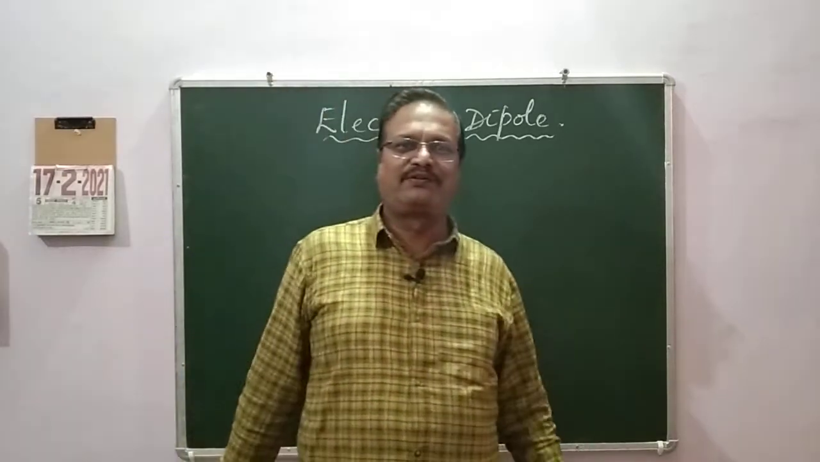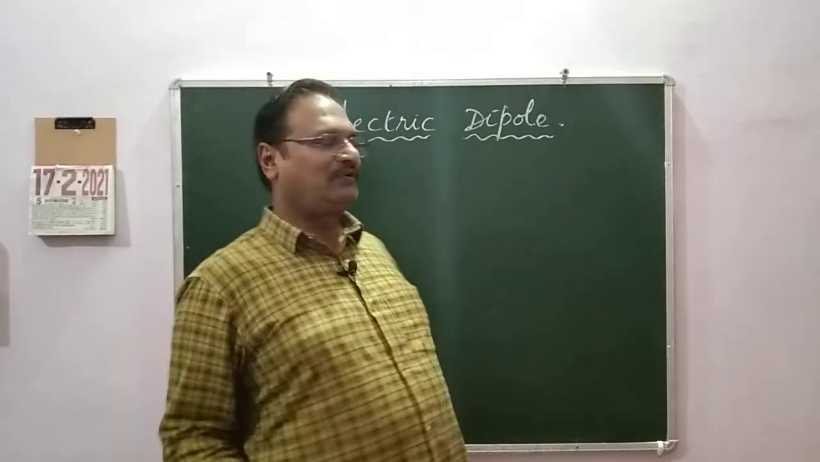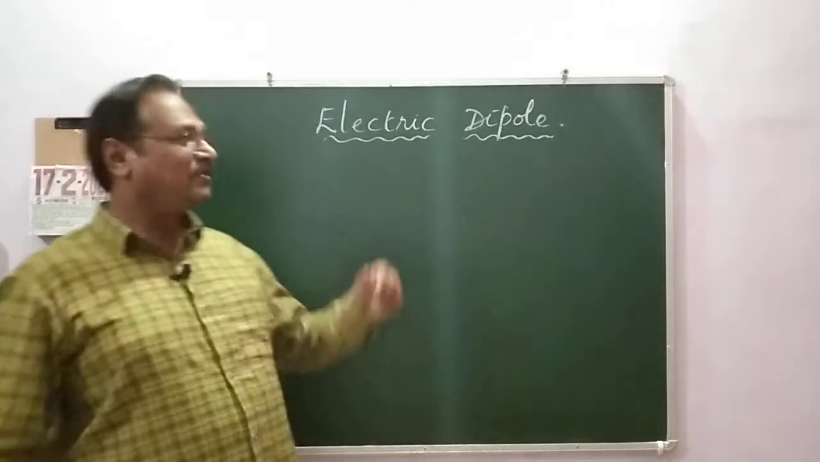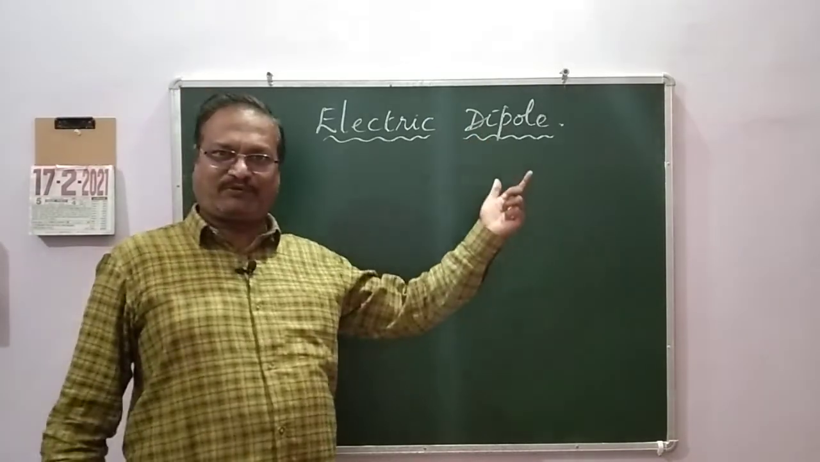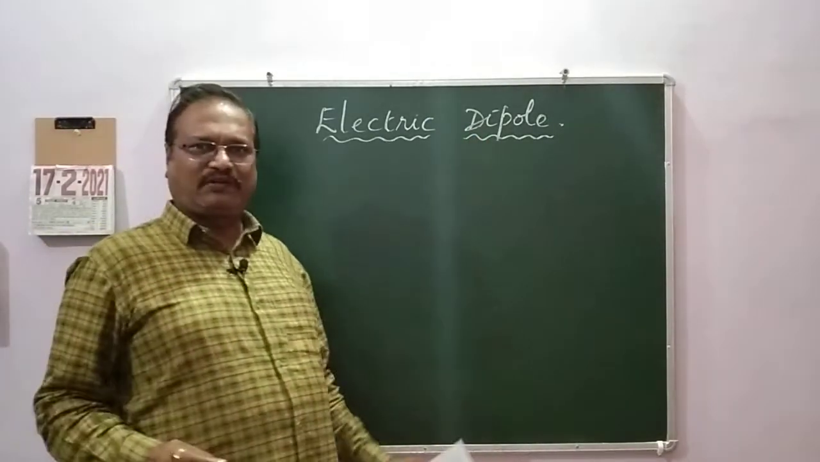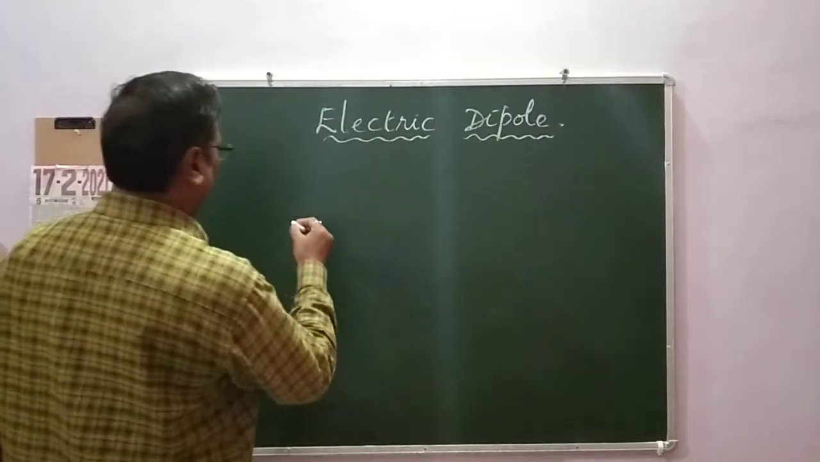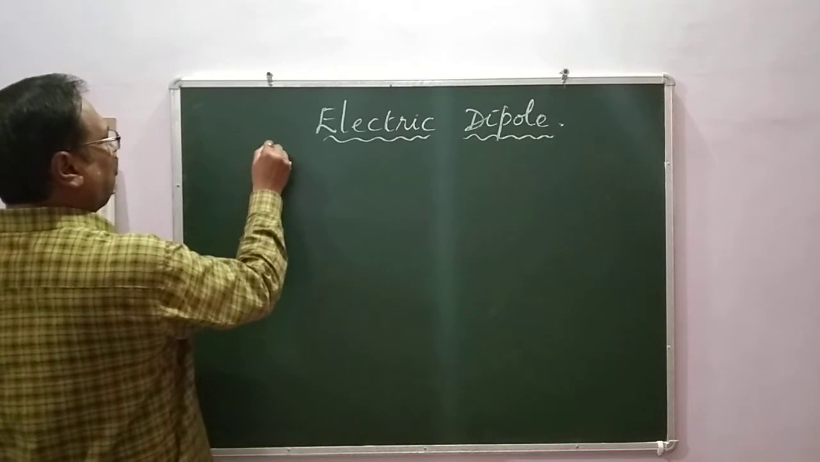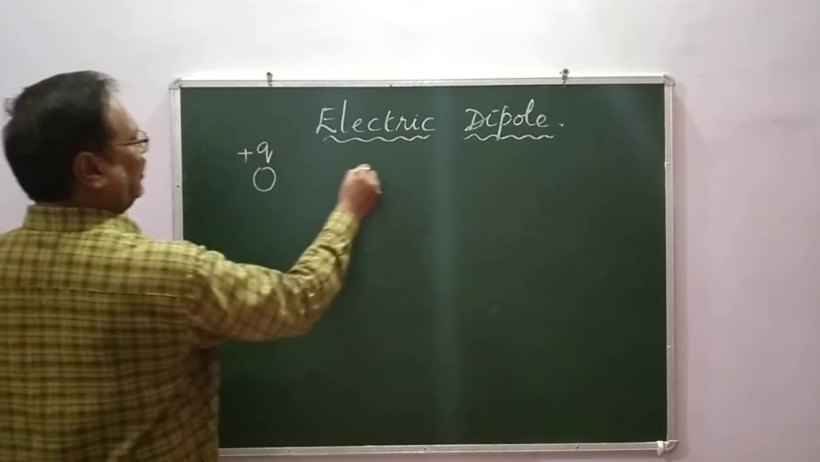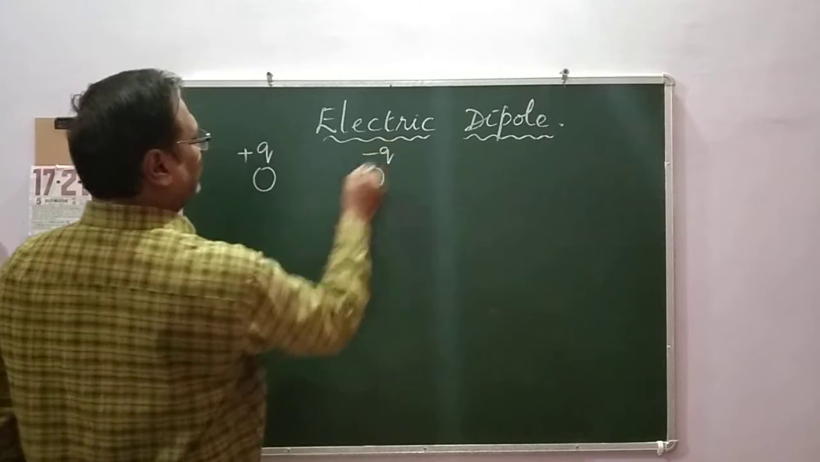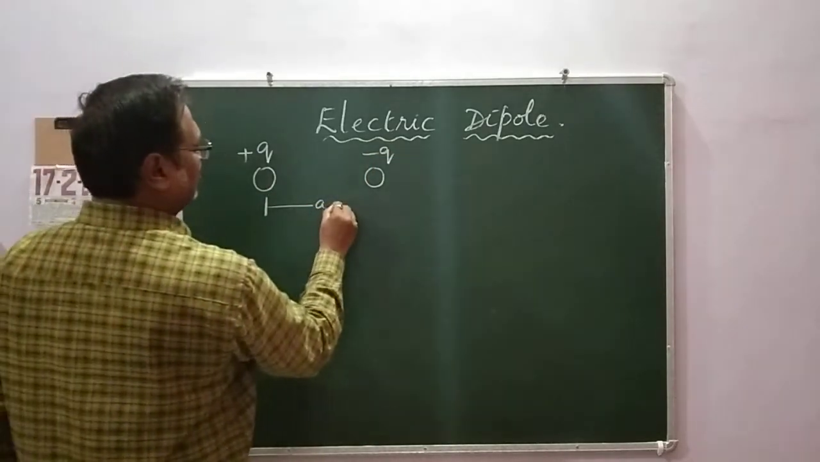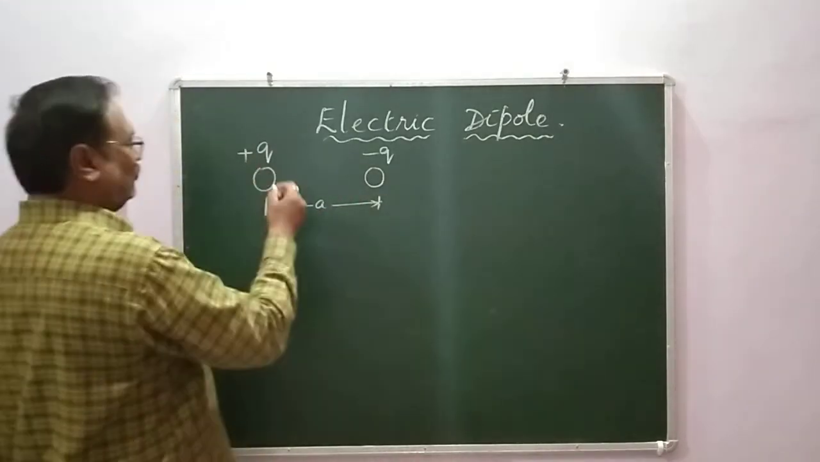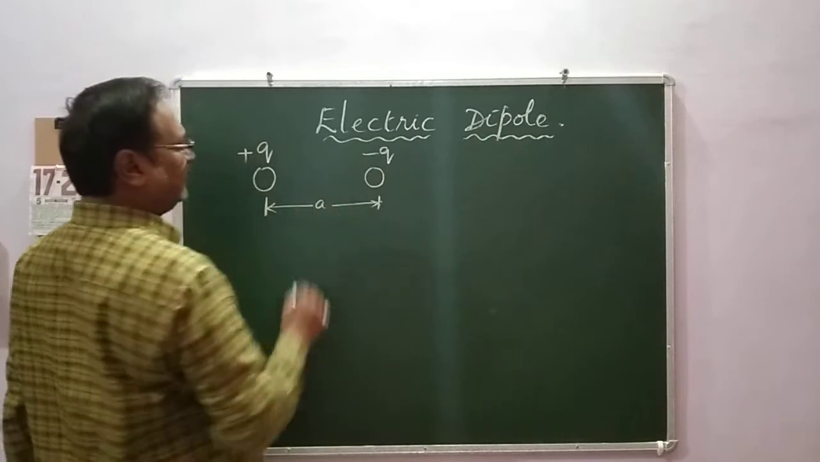Hello students, today in this video we will do some numericals and conceptual questions based on electric dipole. First of all, let us define what is an electric dipole. An electric dipole is two equal and opposite charges separated by a small distance. This is referred to as a dipole.